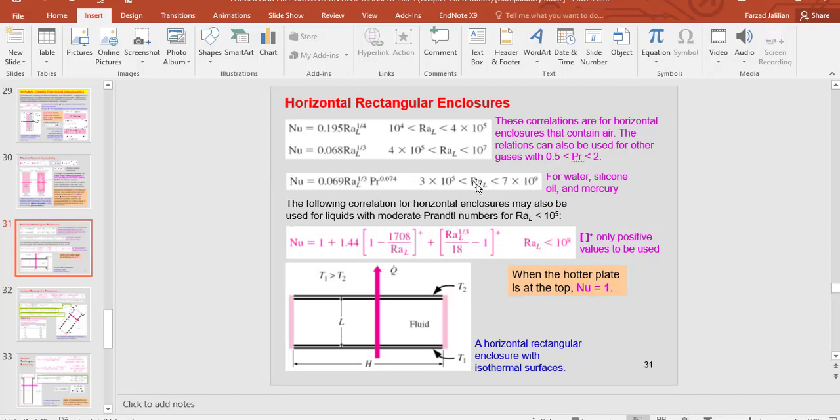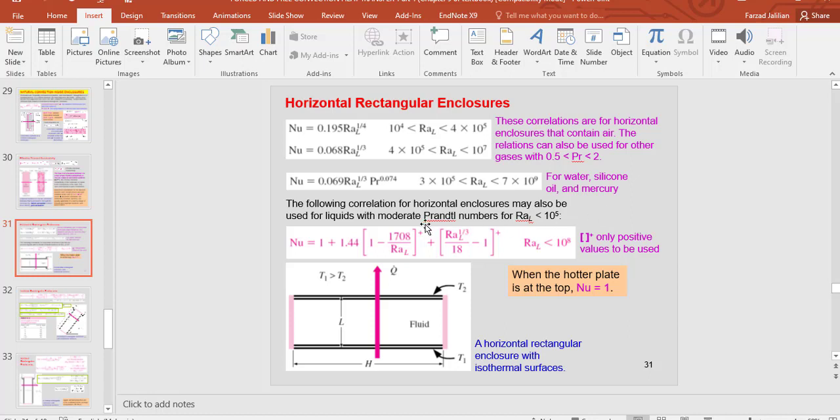And we should use this equation for materials like water, silicone oil, and mercury. We should check their Rayleigh number. If it is between these two values, 3 times 10 to the power 5 and 7 times 10 to the power 9, then if this condition is satisfied, we should use this equation to calculate the Nusselt number for these fluids. Then use that Nusselt number to calculate heat transfer.